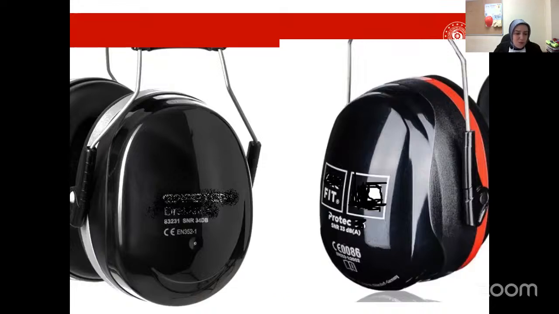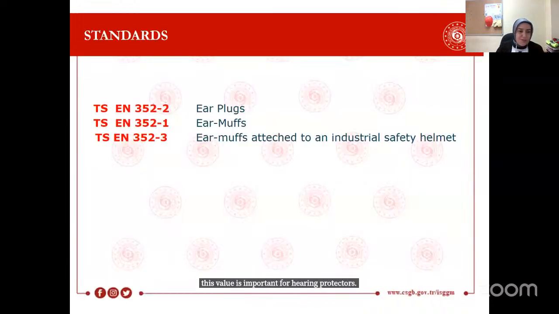These are examples of the SNR value. As we see here, the SNR value is 34 dB. Here, 33 dB. This value is important for hearing protectors. And if we look at the standards, EN 352-2 is for earplugs. EN 352-1 is for earmuffs. EN 352-3 is for earmuffs attached to an industrial safety helmet.